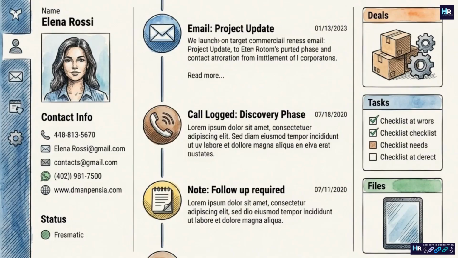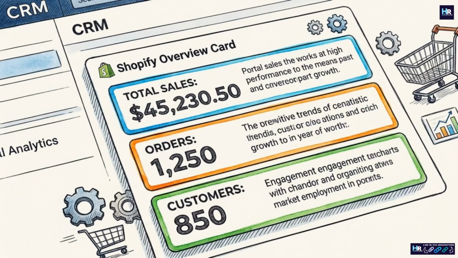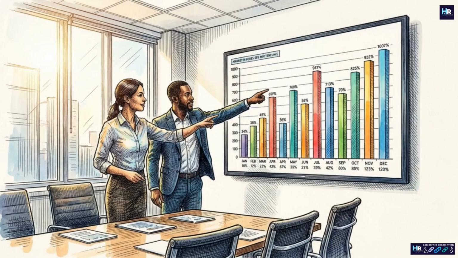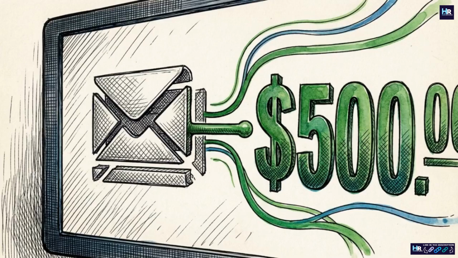Every interaction surfaces on the contact timeline. The Shopify overview card displays the total order count, average order value, and an AI-generated summary of their buying behavior. This visibility ensures your marketing team isn't guessing which campaigns work. They see the exact revenue outcome of every email and ad click on a per-customer basis.